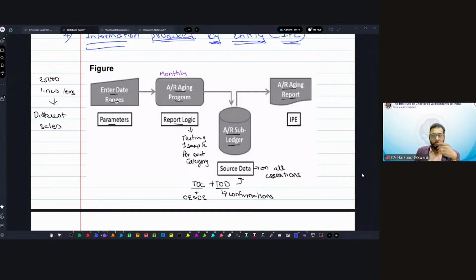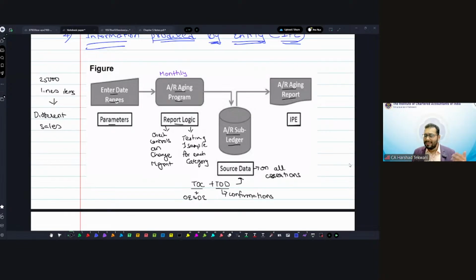What I may do is, instead of testing one sample for each category for each month, I may test one sample for each category in the first month. Then I may go check the controls on a very important area. That is change management. Do you know what is change management? It means, is there any change in the system report logic over the months?